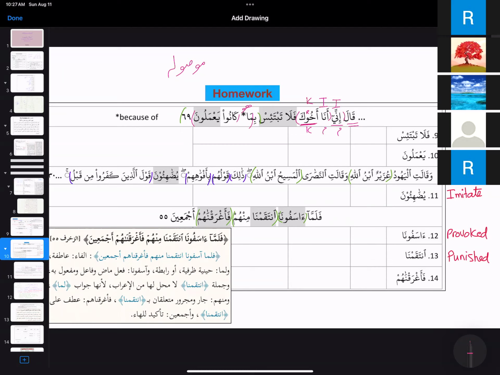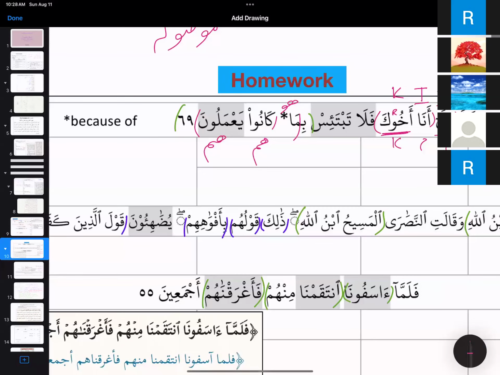Kanu has hum in it, not hua. Ya'maluna, where is hua? It is missing. It should be ya'maluna hu, but it is mahdhuf. Why is it mahdhuf?